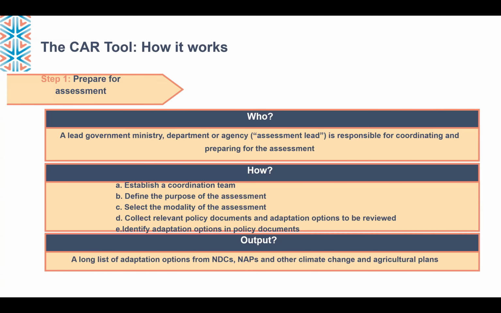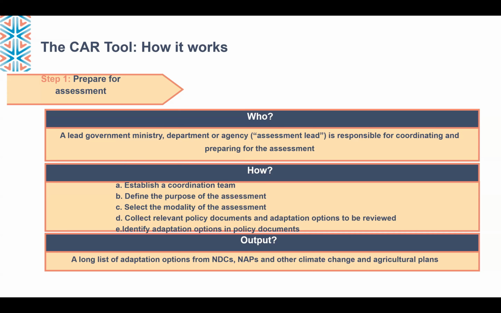So step 1, as mentioned, involves preparing for the consultative assessment. So this includes establishing the coordination team, defining the purpose of the assessment, selecting its modality, and collecting all of the relevant policy documents, which serve as the starting point: NDCs, NAPs, LTS, or other national or sectoral climate plans, which contain the adaptation options that will be reviewed. After completing step 1, the output would be a long list of maybe 20 to 30 adaptation options generated and sourced from these national or sectoral climate plans.